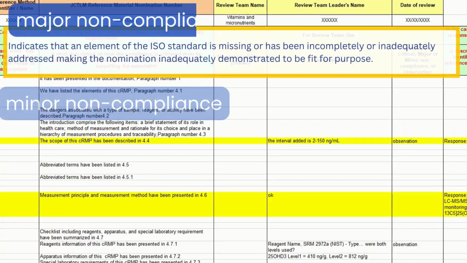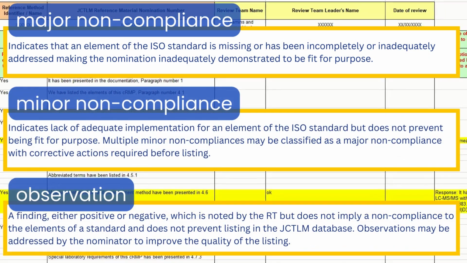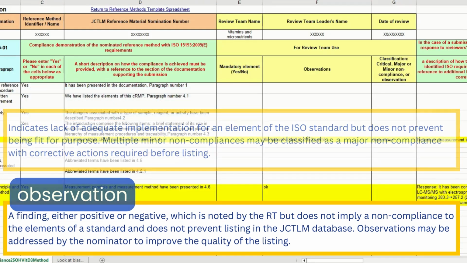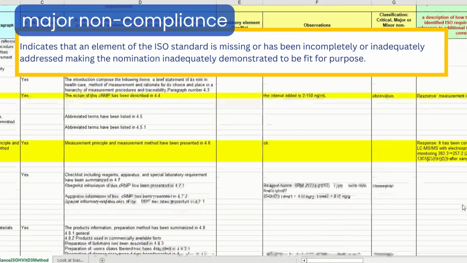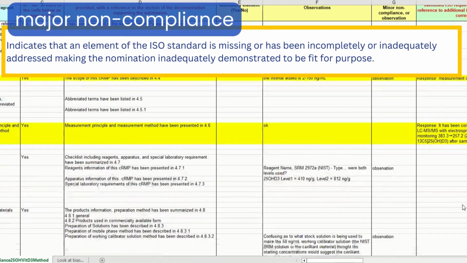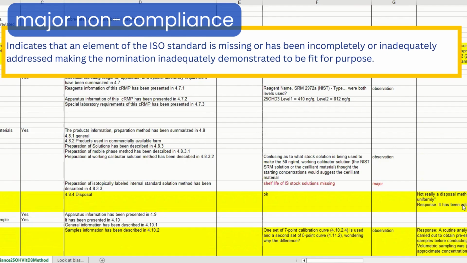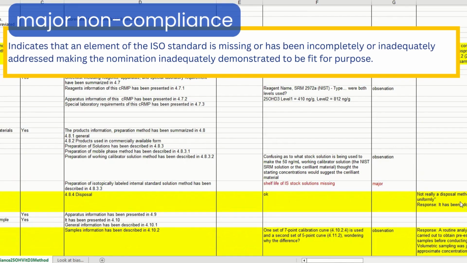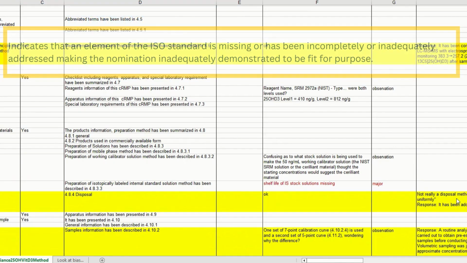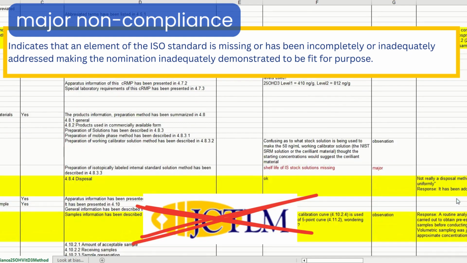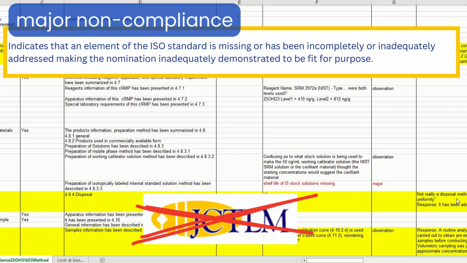The types of potential findings observed by the various review teams can be major, minor, or observation. A major noncompliance indicates that an element of the ISO standard is missing or has been incompletely or inadequately addressed, making the nomination inadequately demonstrated to be fit for purpose. A major noncompliance prevents listing in the JCTLM database.